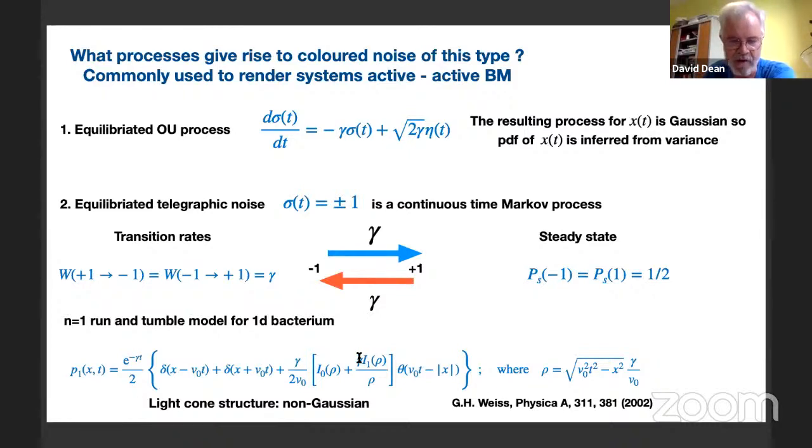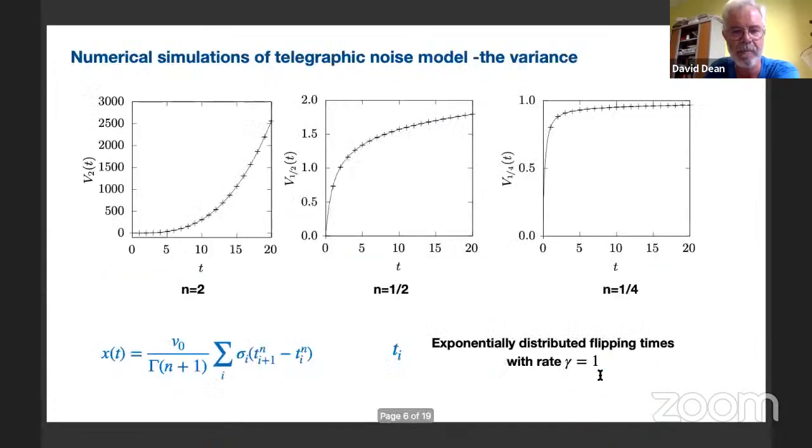And this variable rho here is a light cone-like variable as well. It's exactly the sort of v squared t squared minus x squared. So it's normal that this process has a finite velocity. Unlike the diffusion equation, the probability that it moves quicker than its maximal speed, which is v0, is 0. So it's a process which cannot go off to infinity at finite times.